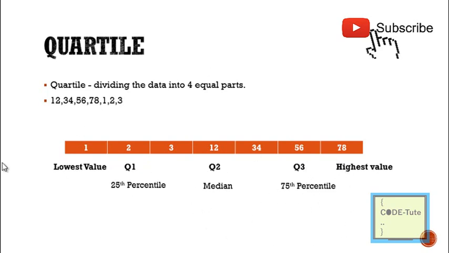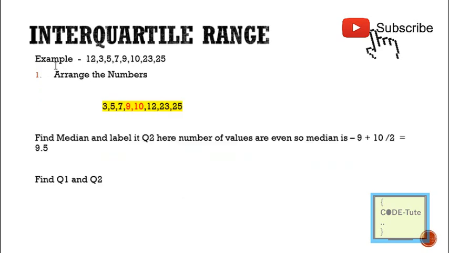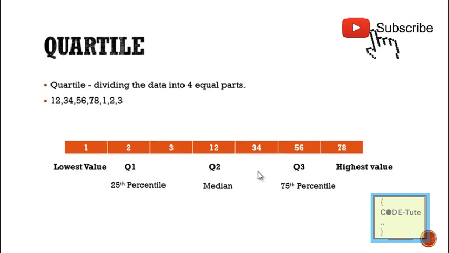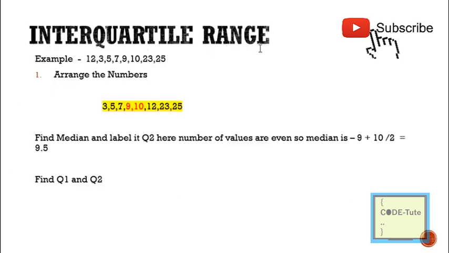Okay, now how to calculate the interquartile range? Now if you want to know, for example, the difference between the 75th percentile and the 25th percentile, like if I want to know the range between these two values, Q3 and Q1, like what are the majority of values which are there between Q3 and Q1, then that is called the interquartile range. So I'll explain with the help of an example.